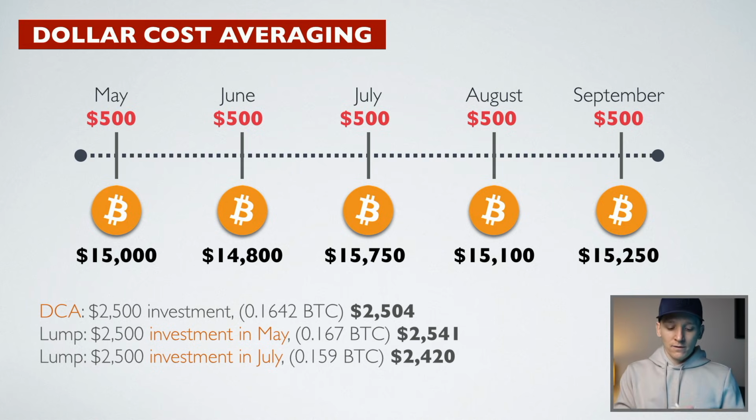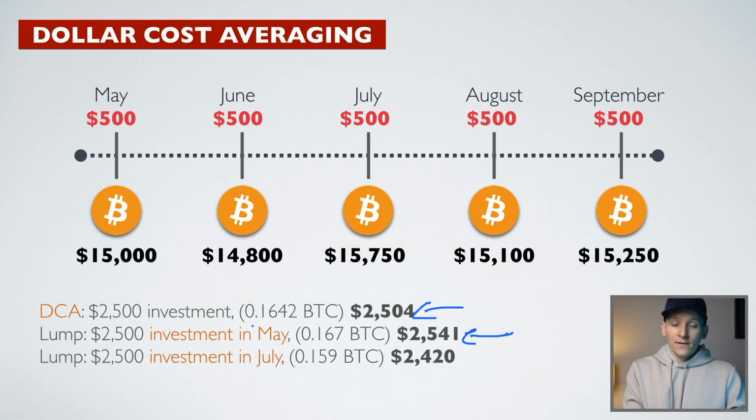And so, as you can see, dollar cost averaging versus lump sum investing does give you different results. And so let's have a look at whether DCA or lump sum is actually the best. Well, we have a DCA investment right here. So we've invested $500 over these months and we picked up 0.1642 Bitcoin, which at the end in September is worth about $2,504. Now, if we invested all of our $2,500 in May, we actually would have a better performance by the time September comes around.